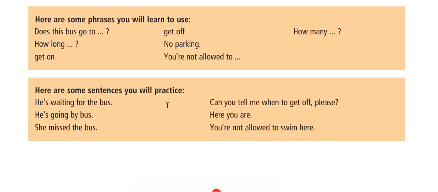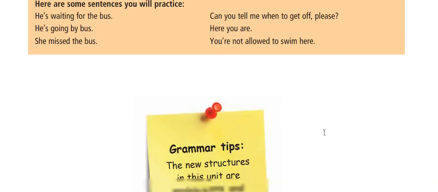Here are some sentences you will practice. Here, he is waiting for the bus, he is going by bus, he missed the bus. Can you tell me when to get off, please? Here, you are not allowed to swim here. Grammar tips. The new structures in this unit are prohibition and quantifiers.